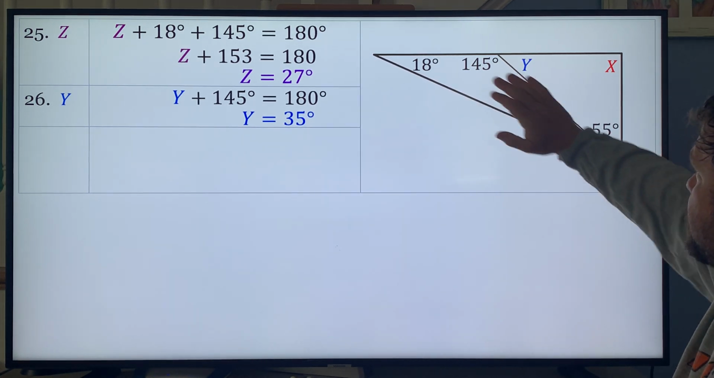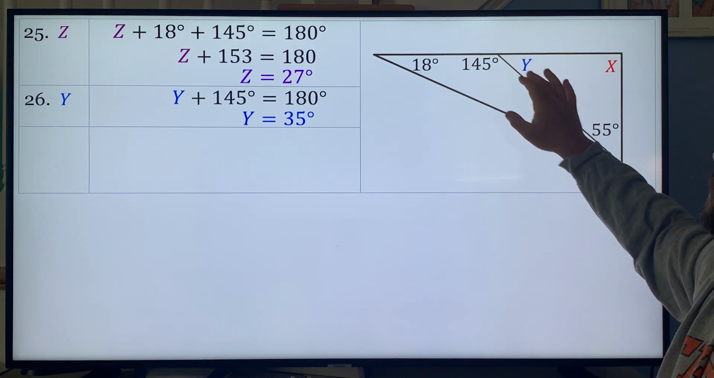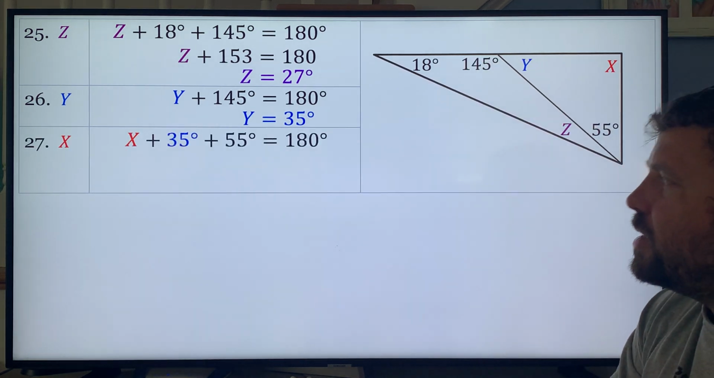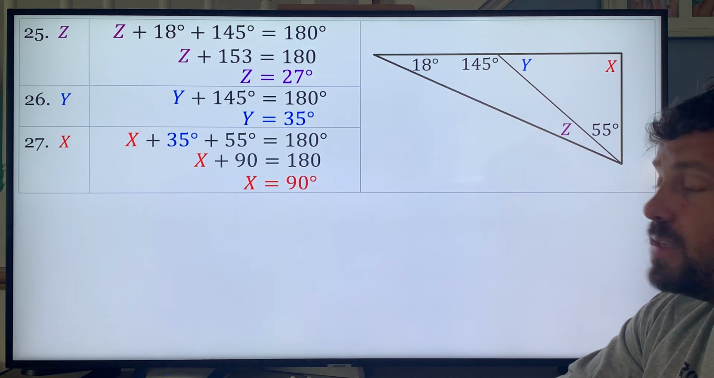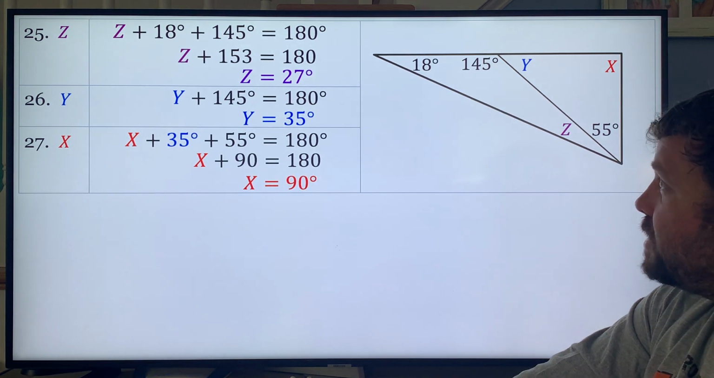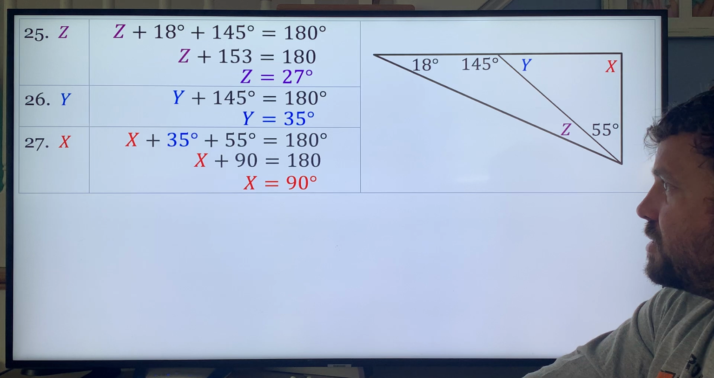Now we can use this triangle. Forget about this guy right here. You got 35, you got 55, and you got X, forming the last triangle. Add them all together. X plus 90 equals 180, and X equals 90 degrees. All right, so you play a little game there to find all the angles.